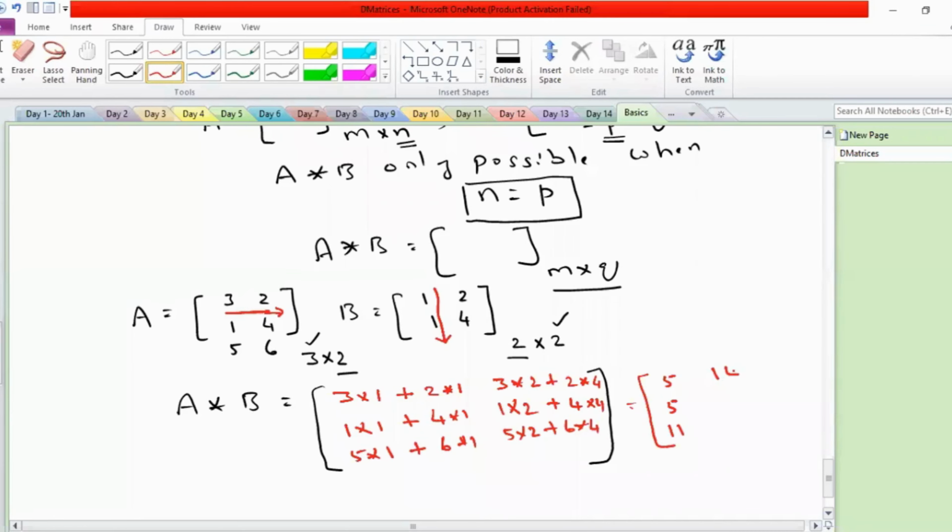Now what is the one? 3 into 6, 6 plus 8, 14. 2 plus 8, 10, 34. This is 3 by 2. You got it right? This is 3, this is 2 dimension. This is how you do the multiplication. Any questions, my dear friends?